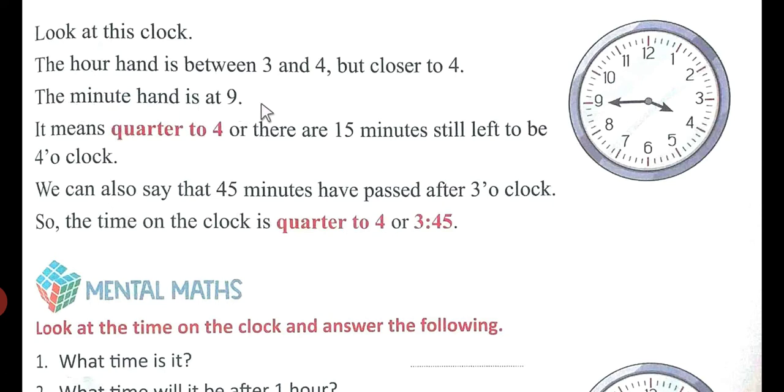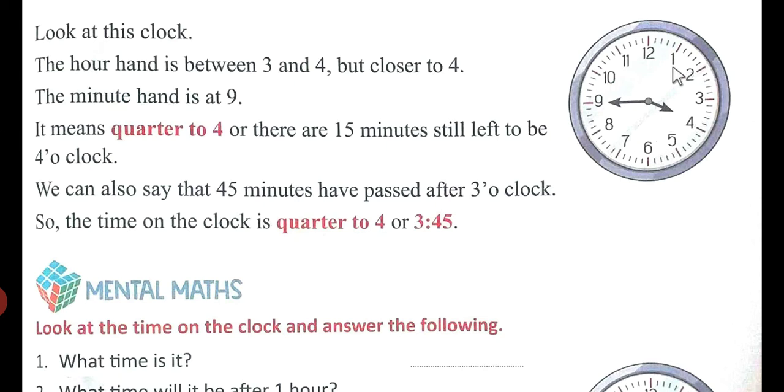The minute hand is at 9. That means quarter to 4, or there are 15 minutes still left to be 4 o'clock. So we can also say that 45 minutes have passed after 3 o'clock. So the time on the clock is quarter to 4 or 3:45.